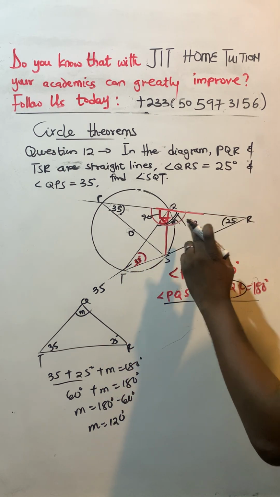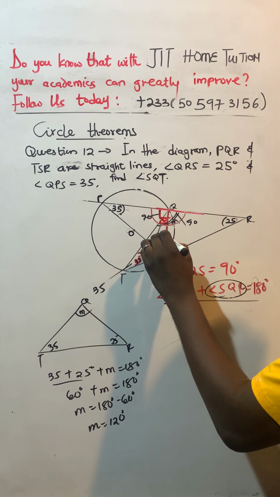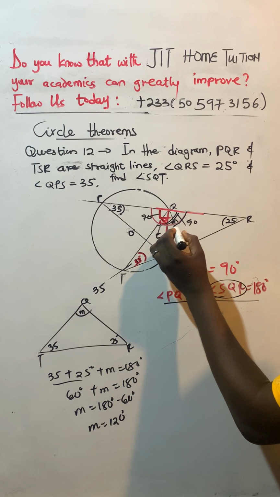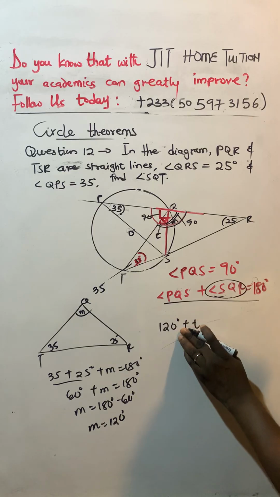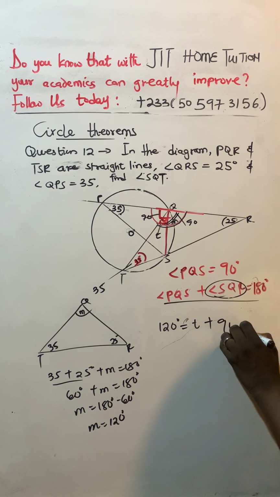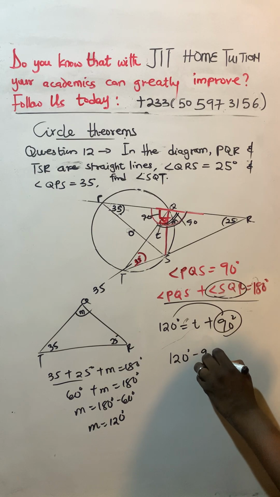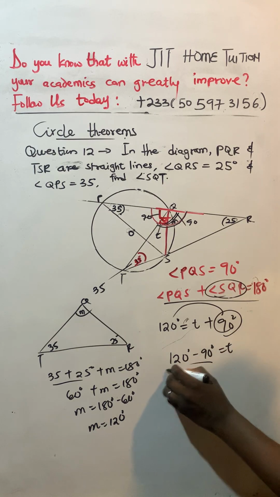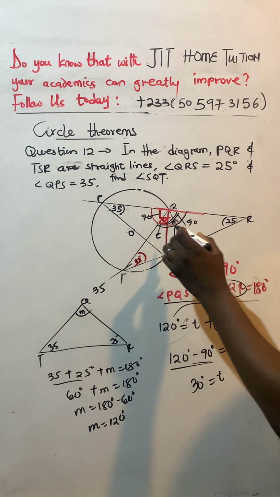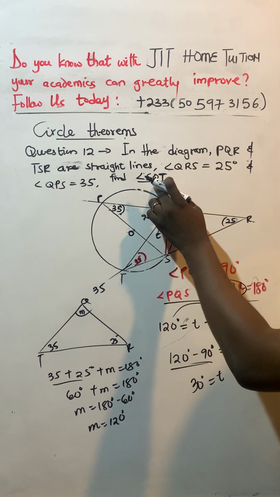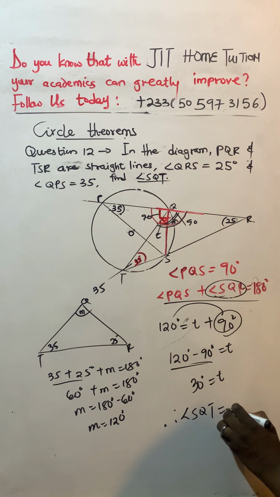Now, if that becomes the case, the whole of this side, you can represent it by, let's say, T. The whole of this side, we've already found it to be 120. So 120 degrees equals T plus the 90 degrees. Then you move this one to this side, giving 120 degrees minus 90 equal to T. When you deduct, what do you have? You have 30 degrees equal to T. Now this T, that is what we represented by this one. Therefore, angle SQT is equal to 30 degrees.